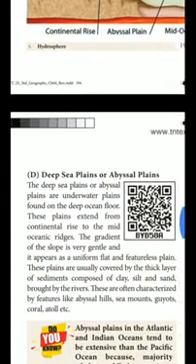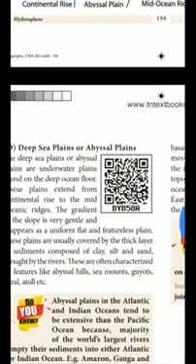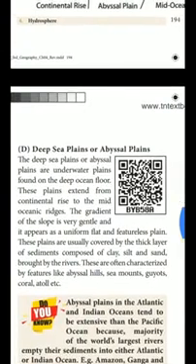These plains are usually covered by thick layers of sediment composed of clay, silt and sand brought by the rivers. These are often characterized by features like abyssal hill, seamount, guyots, coral, atoll, etc. Okay. Deep sea plains. There is one important question also. Roman number 6, question number 2.